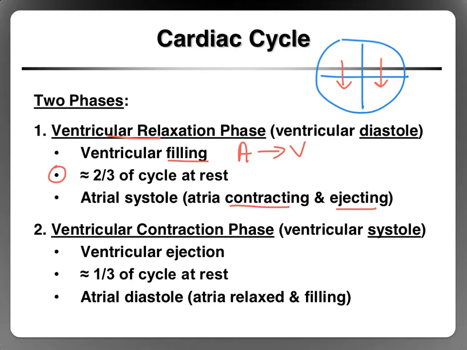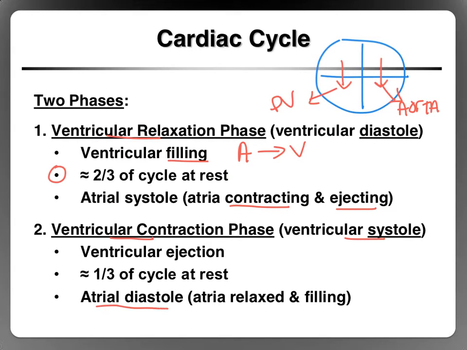The second phase is ventricular contraction. So the ventricles are now in systole. So the ventricles are contracting. When the ventricles contract, they eject their blood. And as I said before, the right ventricle ejects its blood into the pulmonary vein, and the left ventricle ejects its blood into the aorta. So ventricles are contracting and ejecting blood.